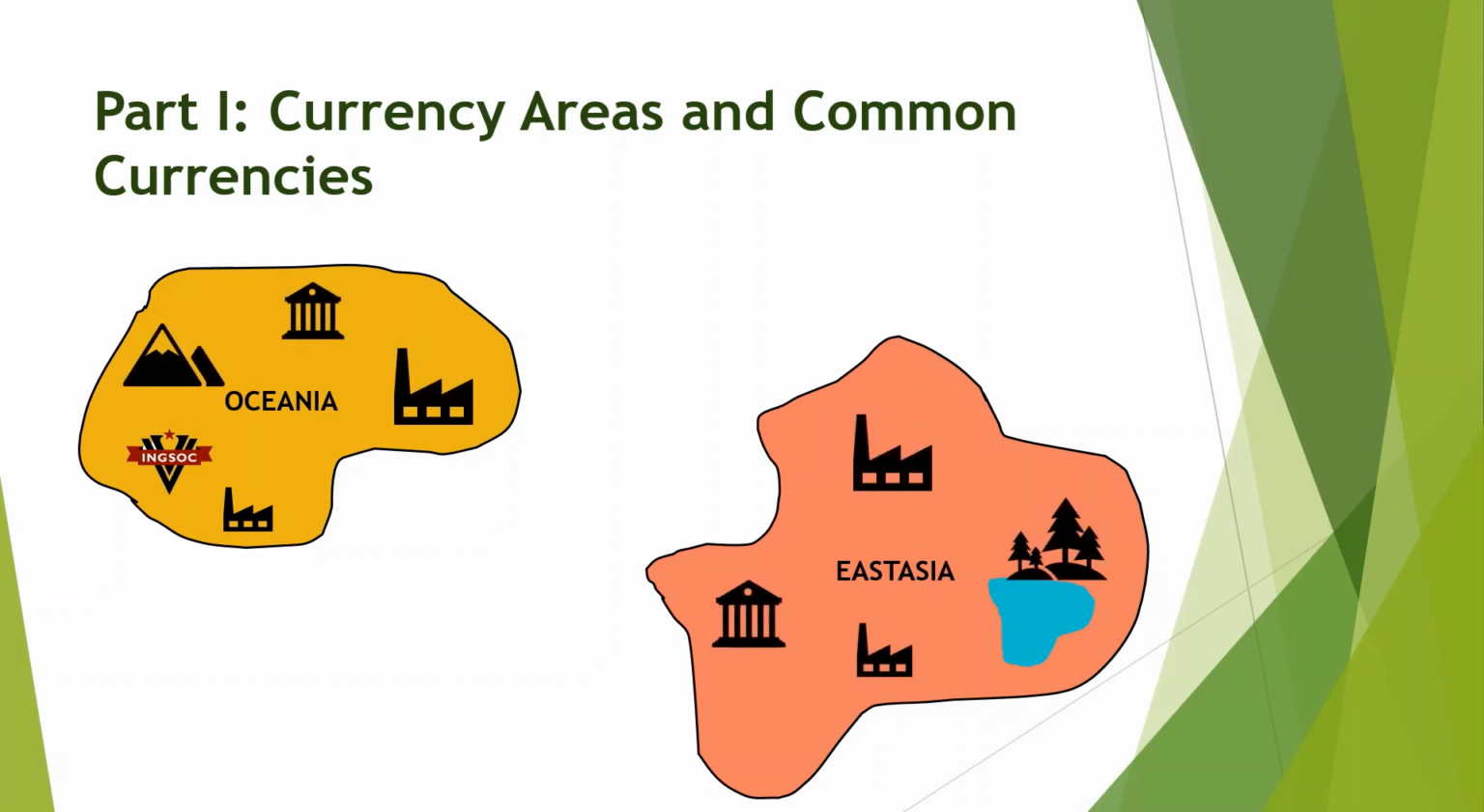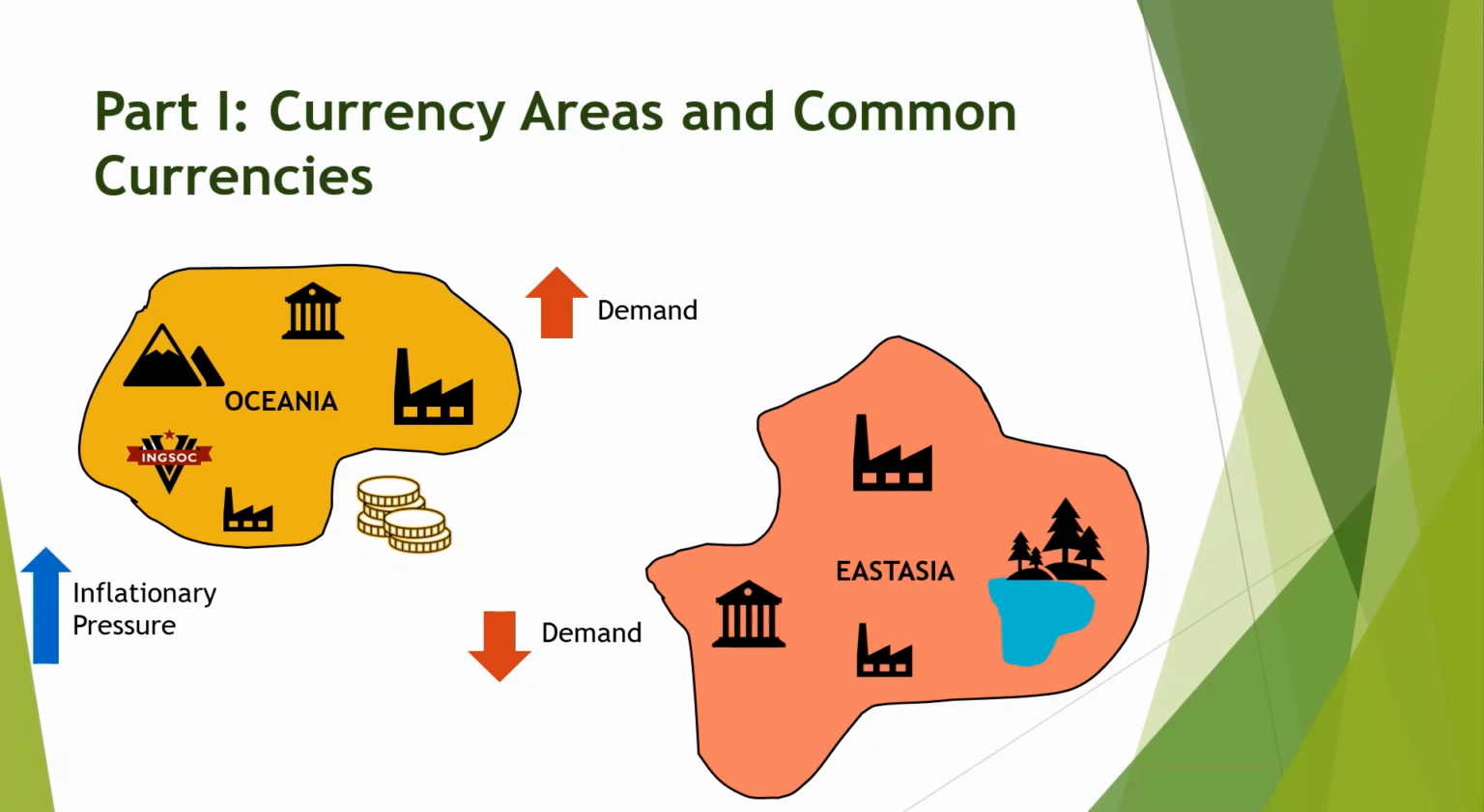Now let's imagine there's a shift in demand from East Asia to Oceania. Demand for Oceania's exports increases, while demand for East Asia's exports decreases. We have a trade imbalance. A net flow of money from East Asia towards Oceania occurs. There is inflationary pressure in Oceania as more money chases after the same amount of goods, and there is deflationary pressure in East Asia as demand decreases for their goods.